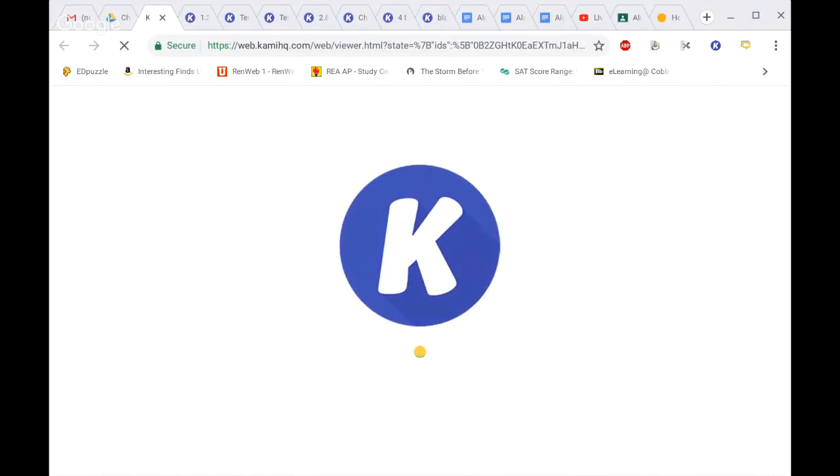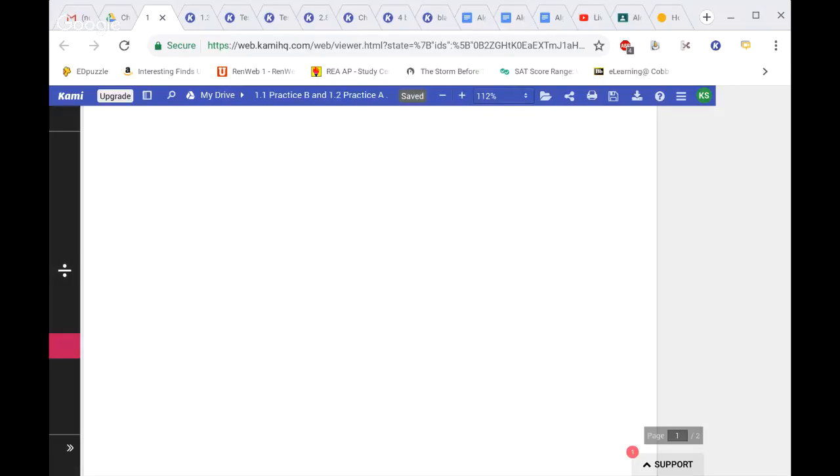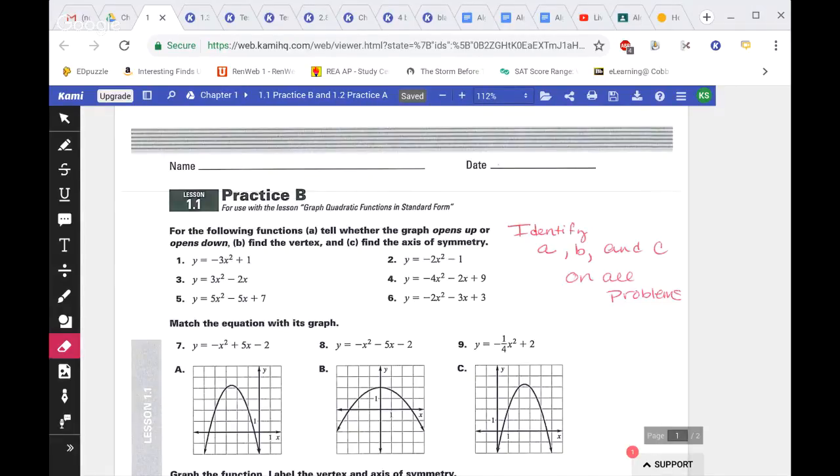$1.2 though, the back side, correct? Yes, ma'am. It's the 1.1 and then the 1.2. It's like practice B and then practice A or whatever. Yes, sir. I think I know exactly what you're talking about. It's this one, right? Yep.